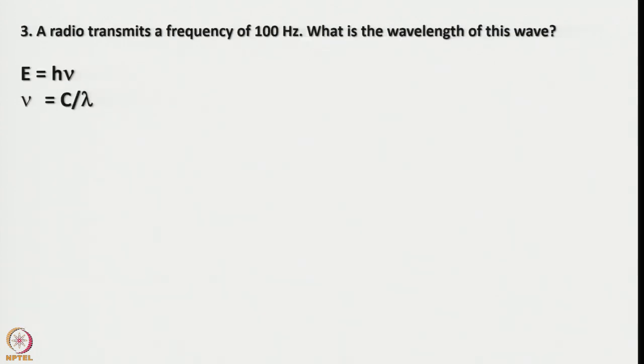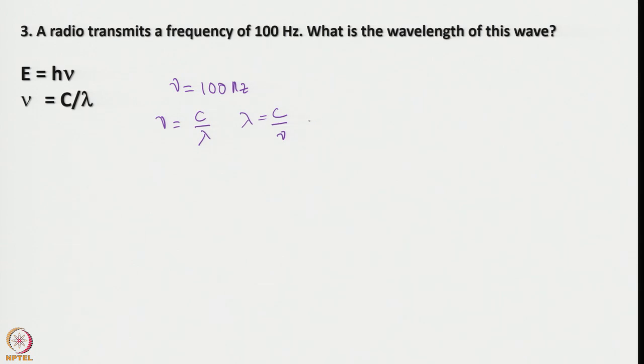Now, another one: a radio transmits a frequency of 100 hertz. What is the wavelength of this one? Again, you can use the same analogy here. Nu equals 100 hertz is given, and we have to calculate the wavelength. So nu equals c by lambda; in the same way, lambda equals c by nu.